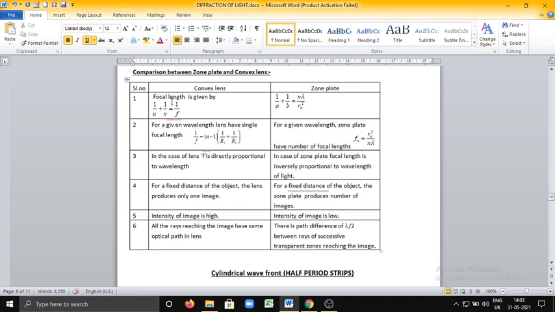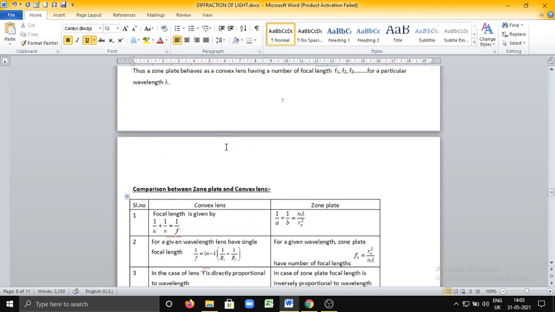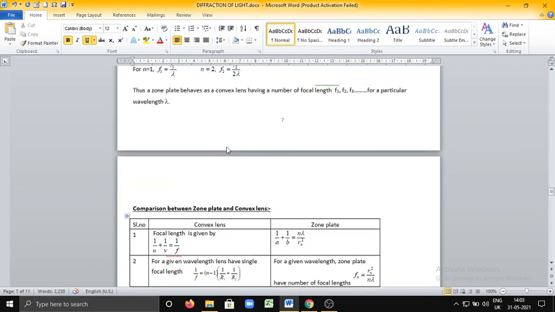This is also an important concept. It may be asked for 3 or 4 marks. Distinguish between a zone plate and a convex lens, and the working of a zone plate is a very important topic.